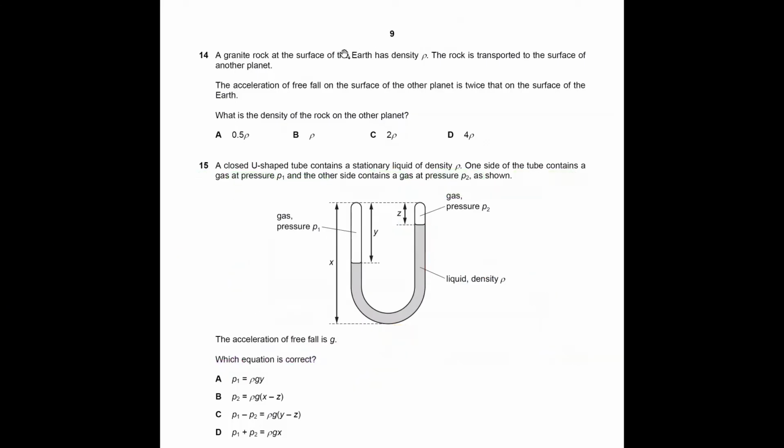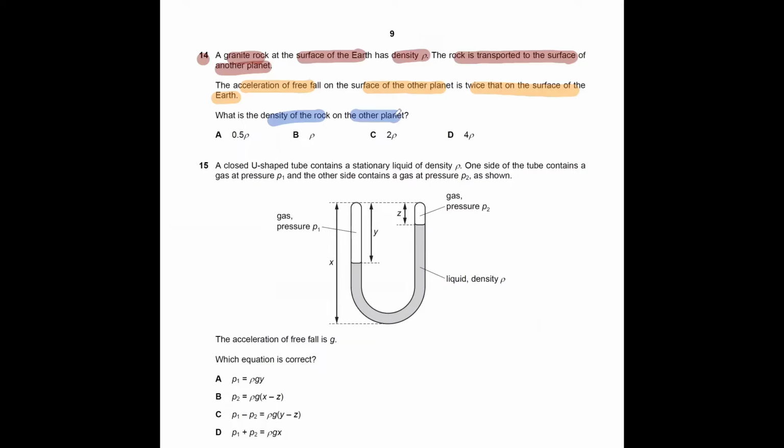Okay, now question 14, this one is pretty straightforward. Question 14 says that a granite rock at the surface of the Earth has density rho. The rock is transported to the surface of another planet. The acceleration of free fall on the surface of the other planet is twice that on the surface of Earth. What is the density of the rock on the other planet?